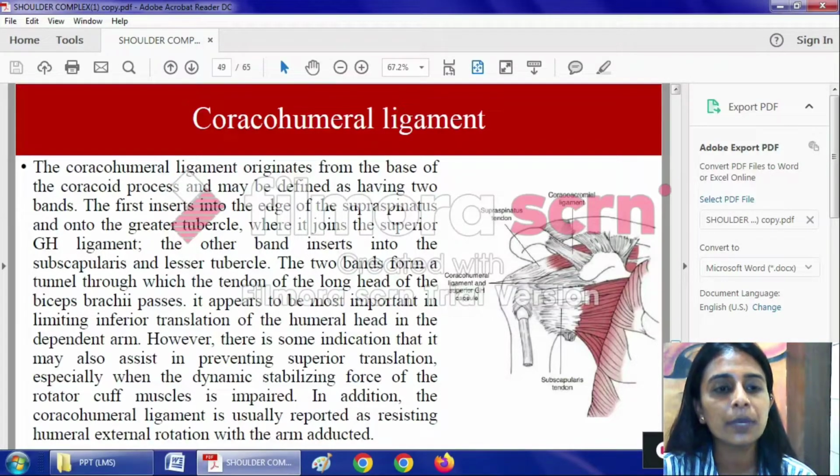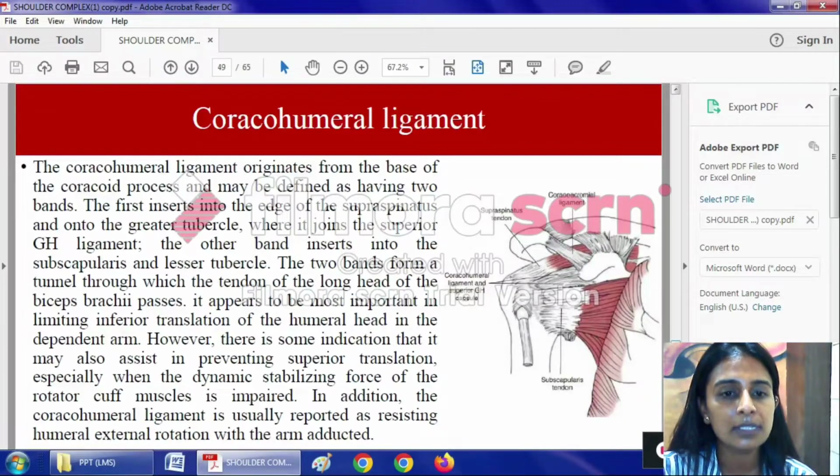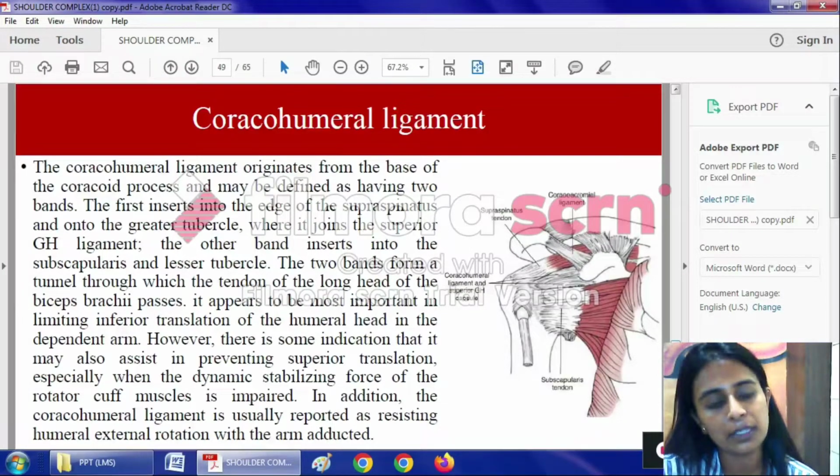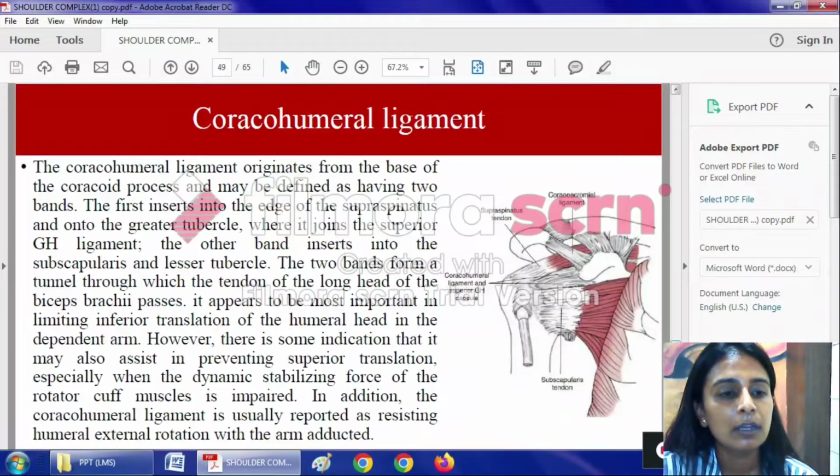The coracohumeral ligament originates from the base of the coracoid process and may be defined as having two bands. The first inserts into the edge of the supraspinatus at the greater tubercle, where it joins the superior GH ligament. The other band inserts into the subscapularis and lesser tubercle. The two bands form the tunnel through which the tendon of the long head of the biceps brachii passes.